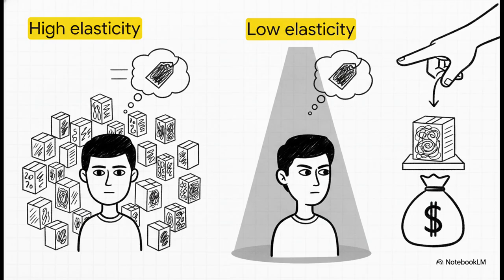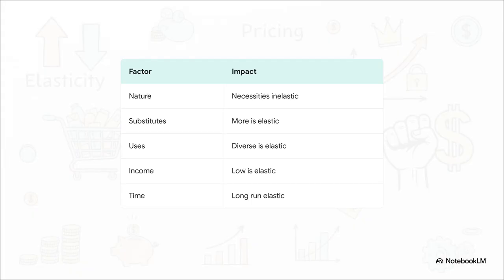But when elasticity is low, sellers hold all the cards. They know you're willing to pay top dollar, so they can crank up their prices, extract that massive consumer surplus, and turn it straight into extra profit for themselves. Now, there are 5 major factors that really dictate how price sensitive you are. First up, the nature of the commodity. Pure necessities, like salt, are totally inelastic, but luxuries, like a brand new air conditioner, highly elastic.